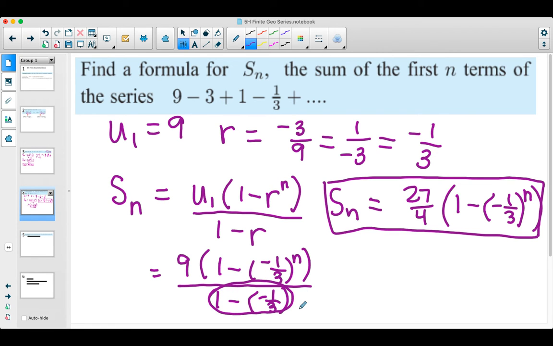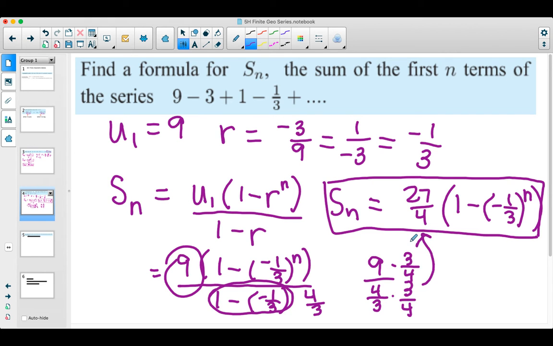Now what I ended up doing is I knew that this 1 minus a -1/3 is really going to be 1 and 1/3, which is 4/3. And then I took care of this 9. So when I think about 9 divided by 4/3, I multiply by the reciprocal, and that is where that 27 over 4 came from. So that is your formula. That's all it asked us to find, and so we are done with that problem.